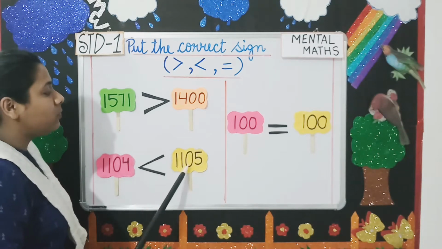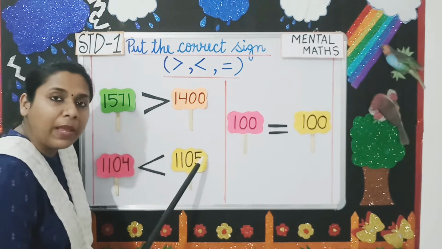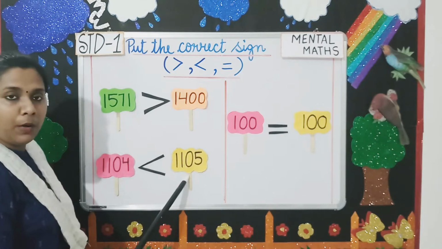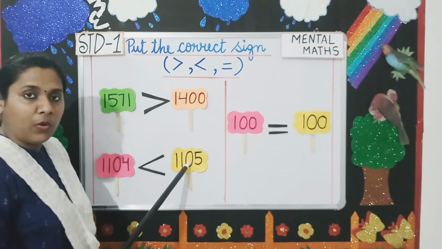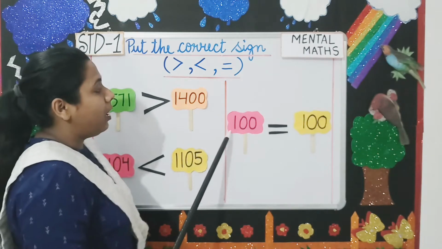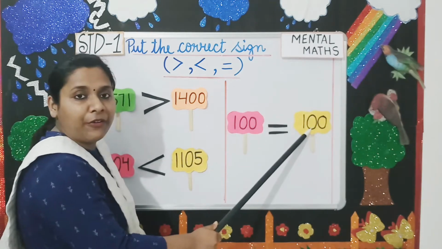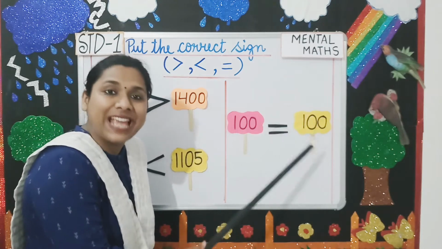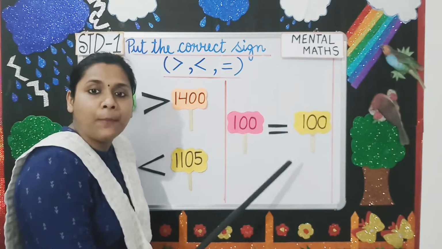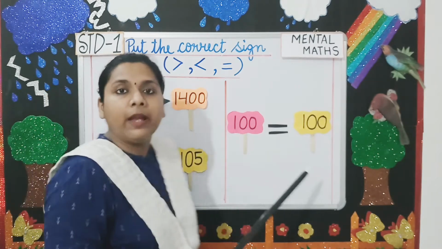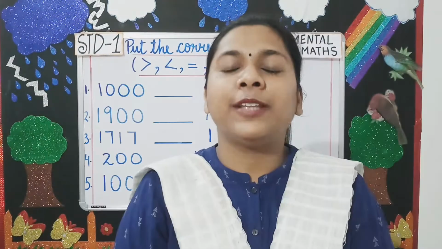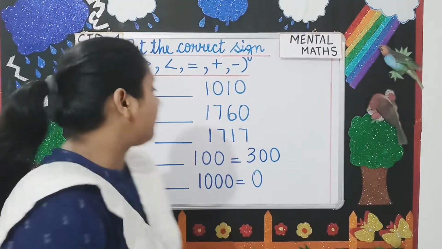Next, 1104, 1105. Now, which is bigger? This is a bigger number. So, this mouth will open towards the greater number. Is it clear? Next, 100, 100. Now, these two numbers are same. So, when you find two numbers same, we put the sign equal to. Is it clear, students?